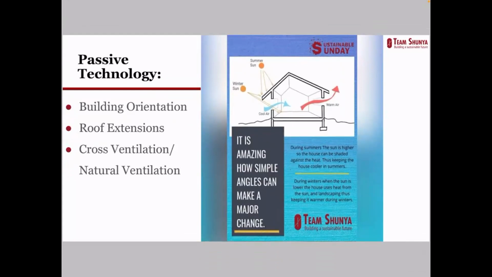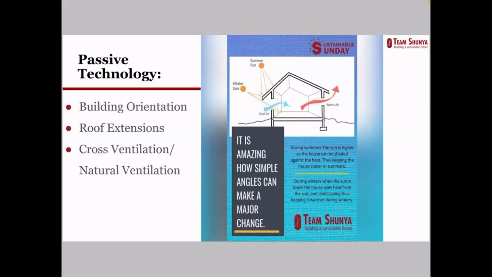So in cold climates, we will have to maintain the orientation in such a way that we get maximum solar radiation, so that the heat requirement can be reduced. And in case of hot climate, we will have to maintain the orientation such that we reduce the solar radiation and reduce the cooling requirements.